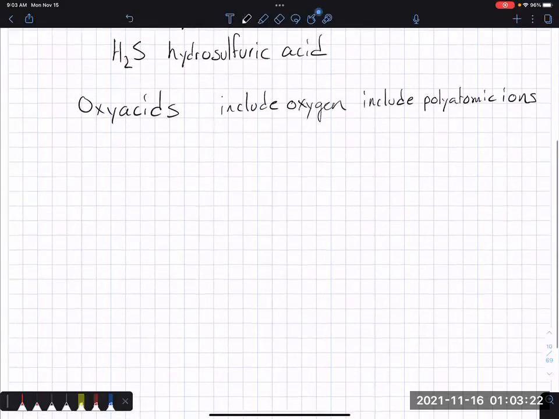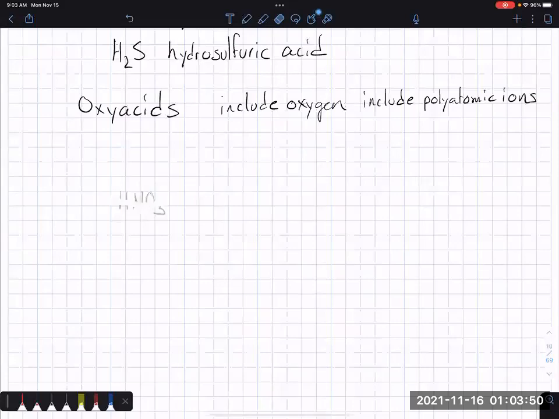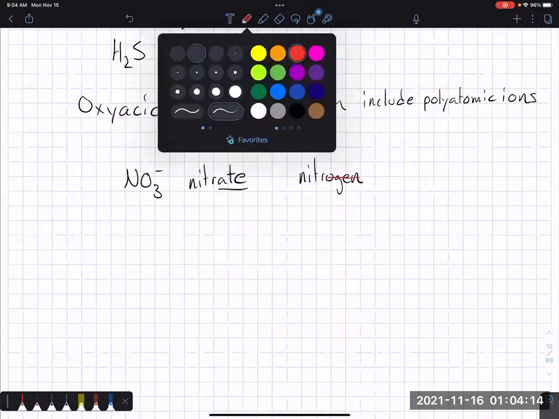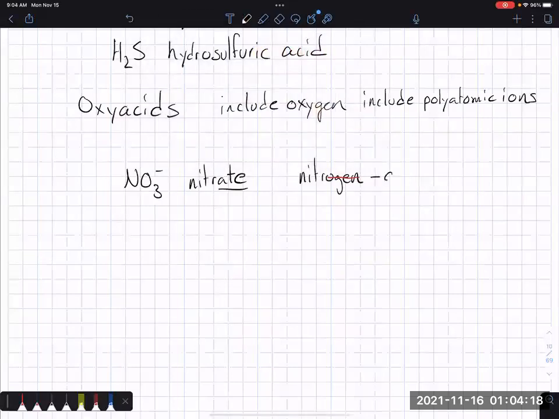And these are also named systematically, although the naming does get slightly more complicated because we can have varying numbers of oxygens. So let's see, HNO3. When we're talking about oxyacids, you have to know something about the polyatomic ions. So let me actually back up a step here. If we have NO3 minus, this is nitrate. So it's nitrogen, but we've taken off the ogen ending there, and we've changed it to ATE.